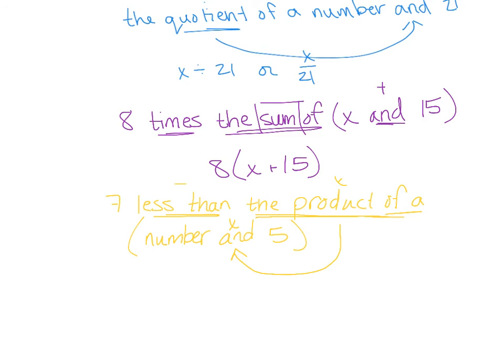So our number and 5 is going to go first because this less than tells us it's going to take the place of the 7, and the 7 is going to take the place of a number and. So a number and 5, we're multiplying 5 times a variable, we always write the number followed by the variable. Less than is minus 7.